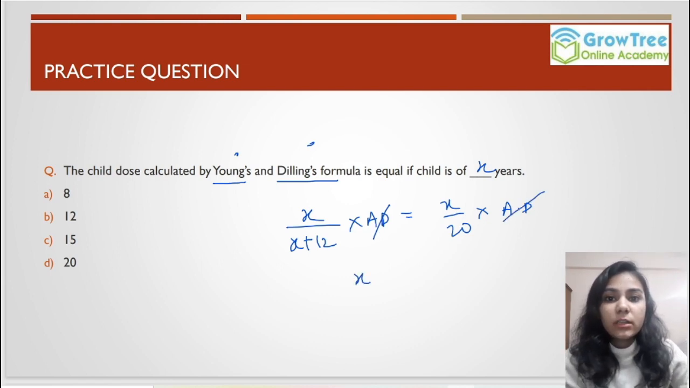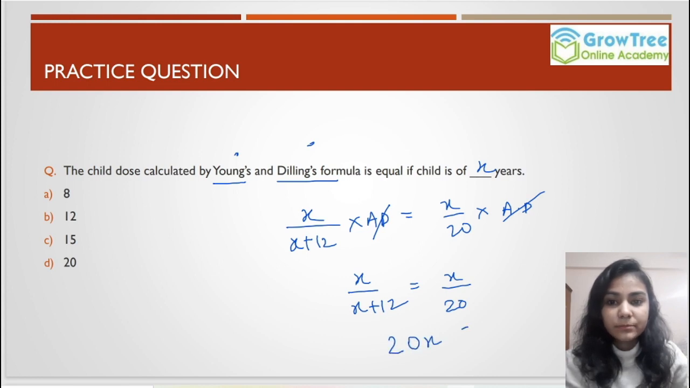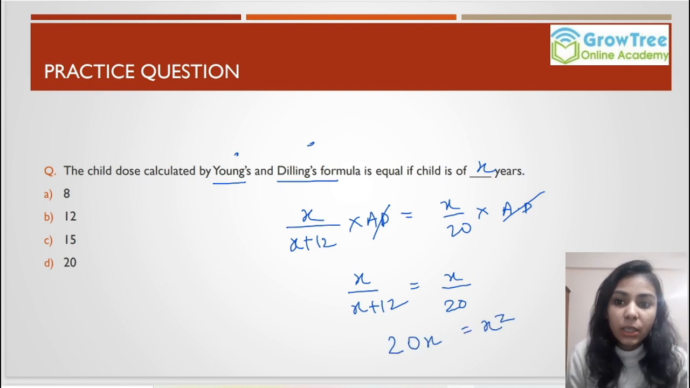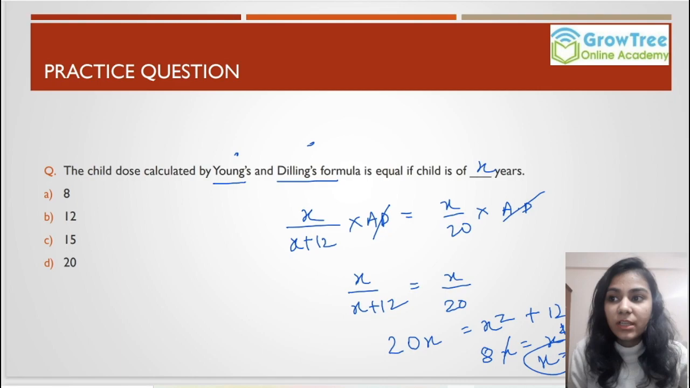Here the adult dose cancels, so we have x upon x plus 12 equals x upon 20. So it will be 20x equals x square plus 12x. So it would be 20 minus 12, that is 8x equals x square. So x will be cancelled by the square of x, and we have x equals 8. So option A is the correct answer.